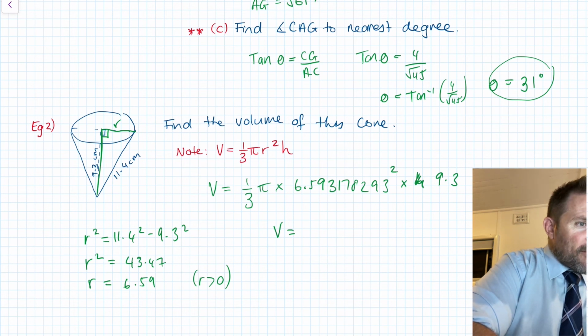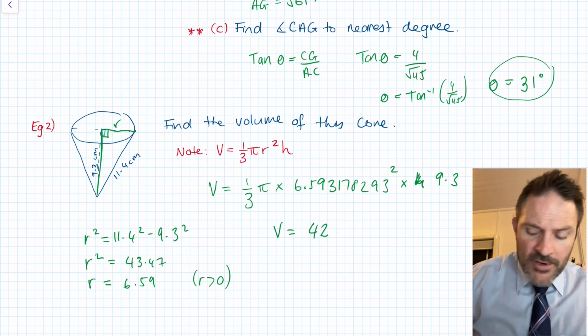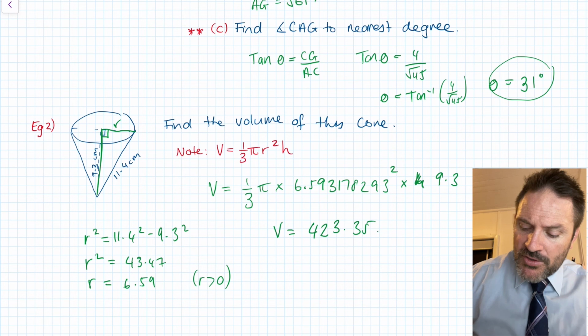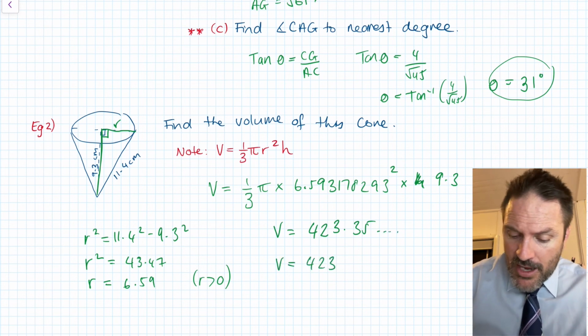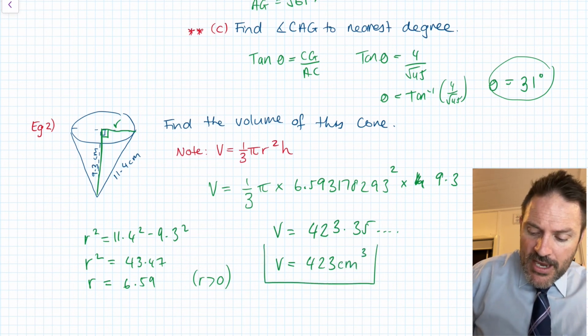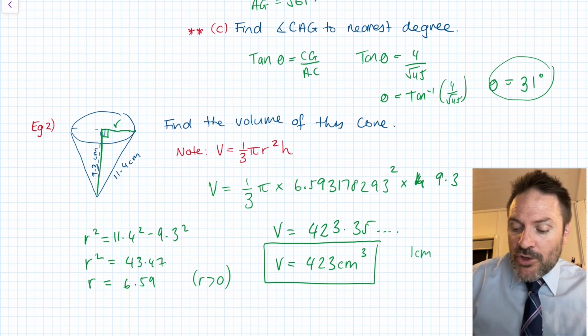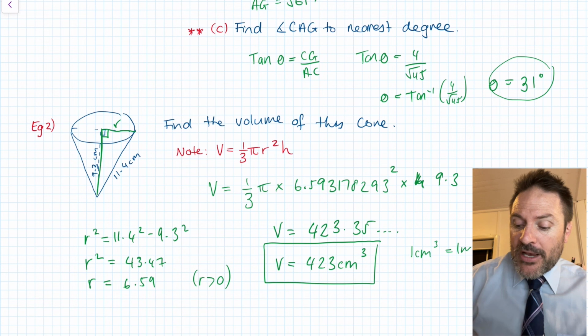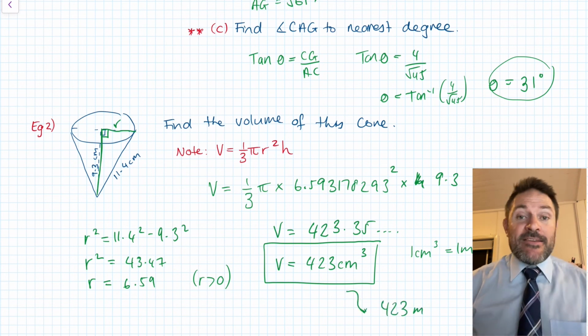Oops, I pressed something incorrect there. I didn't get my pi in correctly. There we go. And I think we should get 423.35. Let's do 3 significant figures. So 423, and it's going to be centimeters cubed for volume. And just as a side note, we'll do this later on, but we know that 1 centimeter cubed equals 1 milliliter for capacity. Therefore, that could also be 423 milliliters if you want capacity as well.